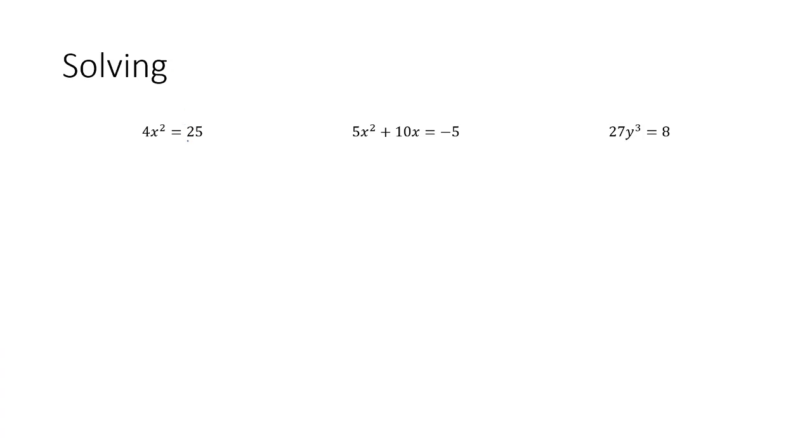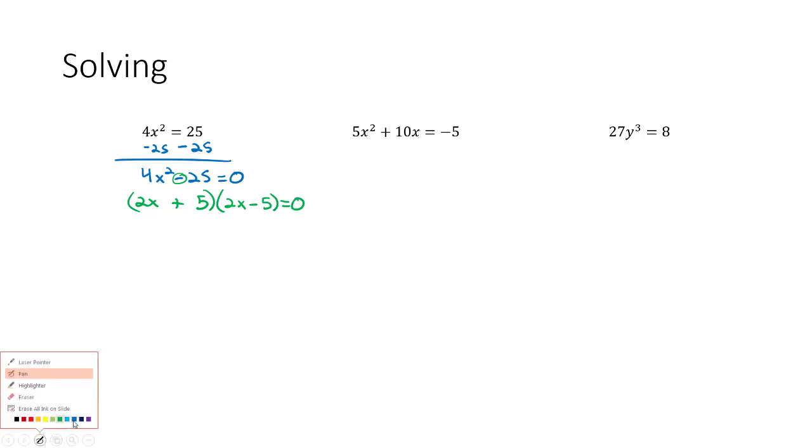So in this first example, we've got the 25 on the right. We're going to subtract 25 from both sides. So we have 4x squared minus 25 equals 0. We have two terms, and you notice we can take the square roots of each term. The square root of 4x squared is 2x. The square root of 25 is 5. We need that minus in the middle. We know it's going to be the sum and the difference, 2x plus 5, 2x minus 5, and it still equals 0.